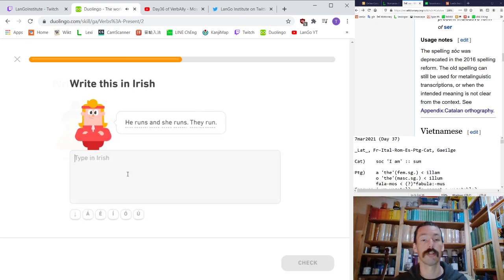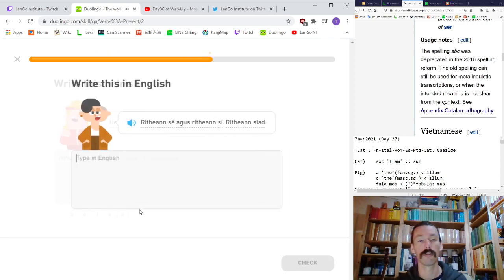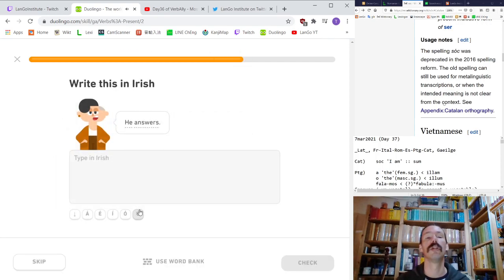He runs and she runs, they run. Run is rith. Ritheann sé agus ritheann sí. Ritheann siad. Same one. He runs and she runs and they run. The same verb form here for most of them, 4 of the 6 forms. Ritheann sé, ritheann sí, ritheann siad. He answers. Freagraíonn sé.